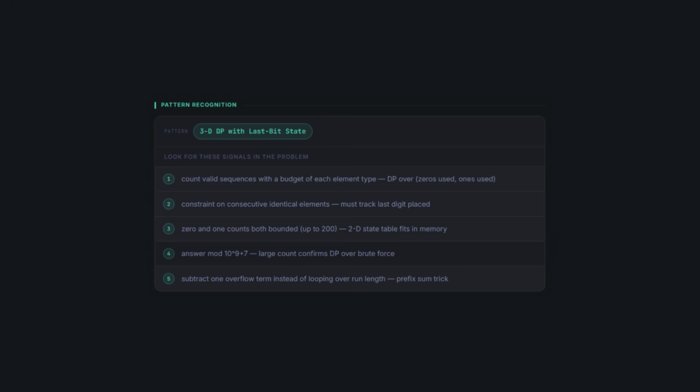So we must track the last digit in our state. Third, both the 0 count and 1 count are bounded, up to about 200. That means a 2-dimensional state table is small enough to store in memory. Fourth, the answer is taken modulo 10 to the power 9 plus 7. Large counts like this usually confirm that brute force is impossible and dynamic programming is the intended approach. And finally, instead of looping over possible run lengths, we subtract a single overflow term. This is a small prefix sum trick that keeps each DP transition constant time. So putting these signals together, the pattern here is a 3-dimensional dynamic programming state with a last digit indicator.